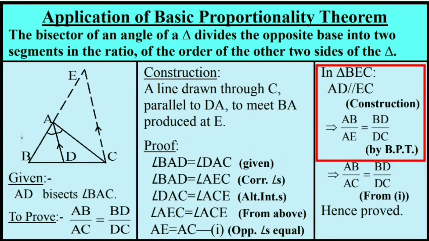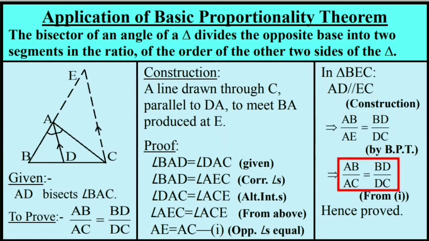Now in triangle BEC, AB by AE is equal to BD by DC by the basic proportionality theorem. And finally, AB by AC is equal to BD by DC, because AE is equal to AC. Hence, the result is proved.